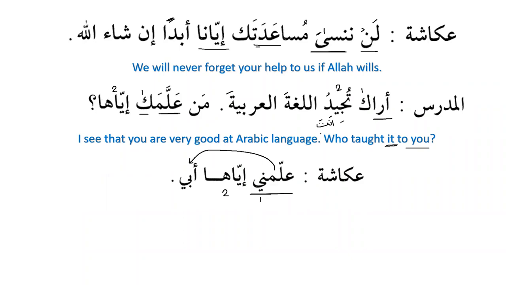So araka tujidul lughat al arabiyata man allamaka iyaha, who taught it to you? And he says allamani abi iyaha, that's also possible. But when he says allamani iyaha abi, it becomes more emphatic, more powerful. So he says, my father taught it to me. So it would be basically, indeed, my father taught it to me, or only my father taught it to me.